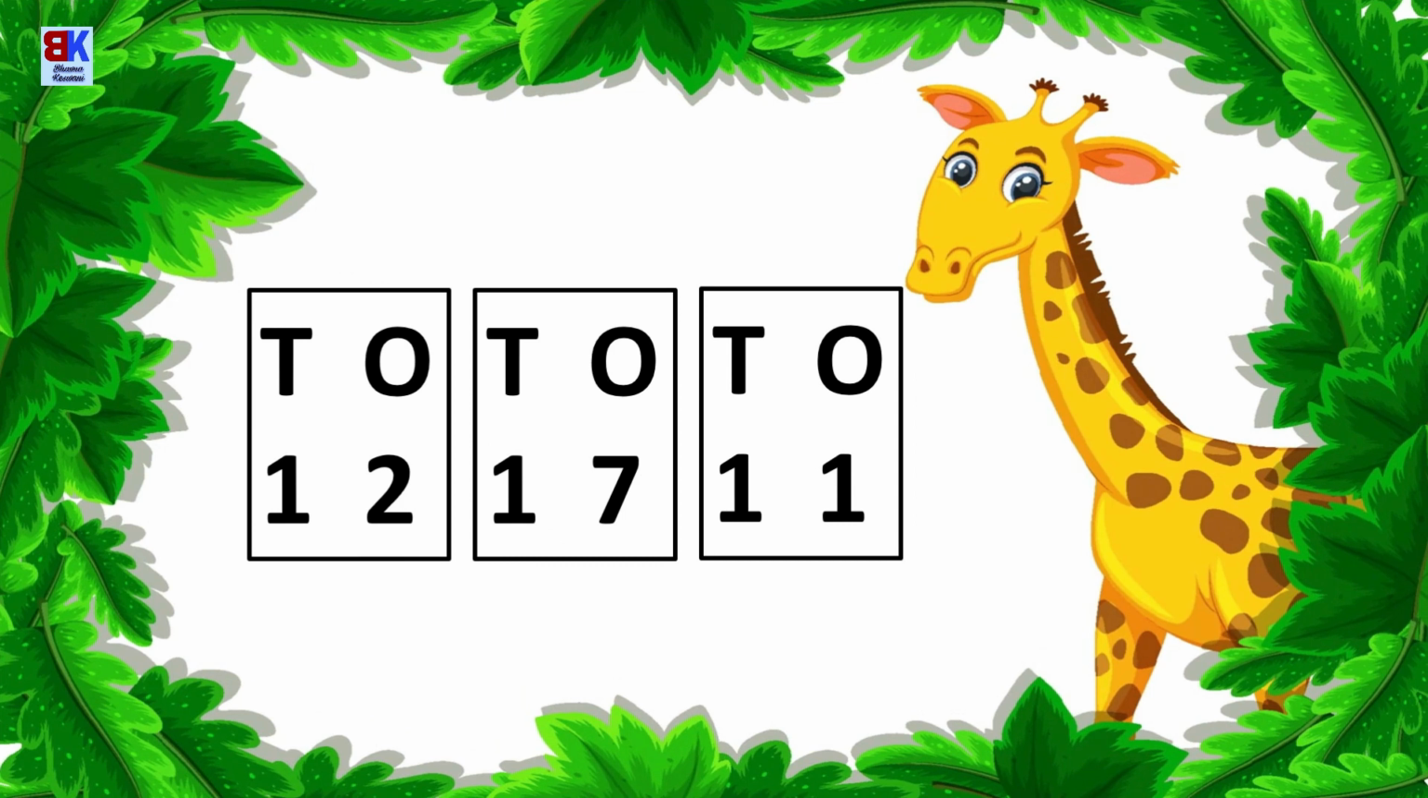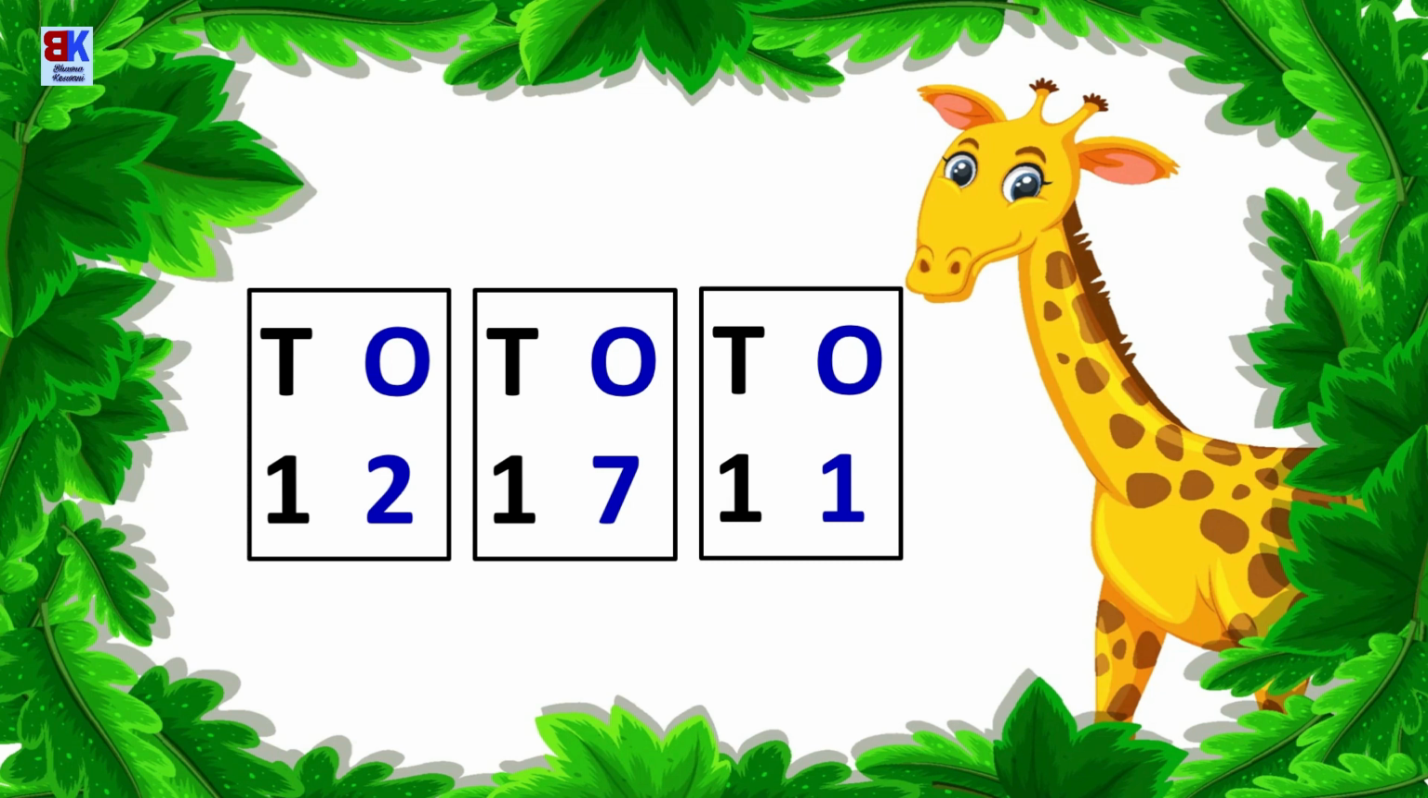These are the numbers 12, 17 and 11 which we have to arrange in ascending order. That is, from smallest to greatest. To compare numbers, we will follow our first rule. Check the number of digits. Since the number of digits is the same, we go to the next rule. That is, check the numbers in the tens place. Since there are only 1 tens in all the numbers, we go to the next rule. Compare the numbers in the ones place.